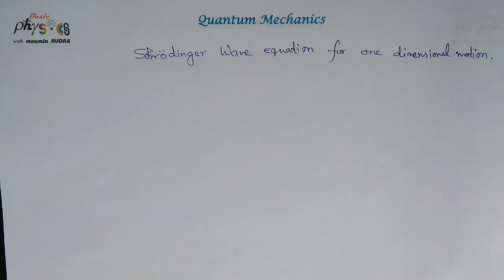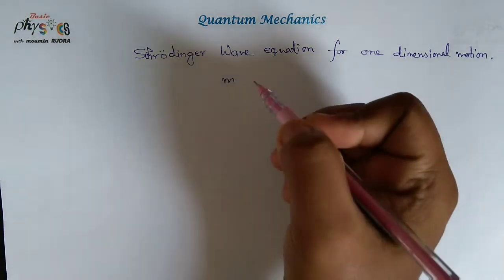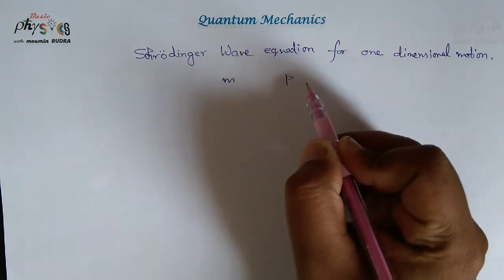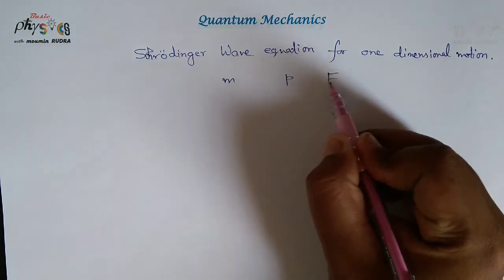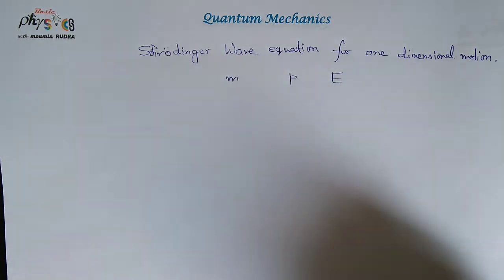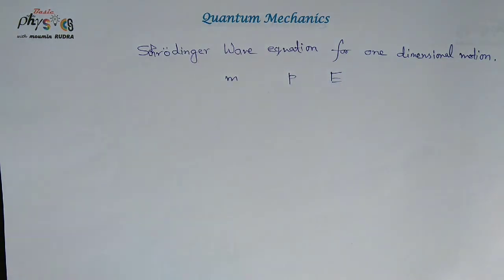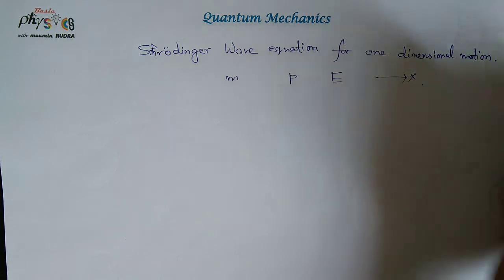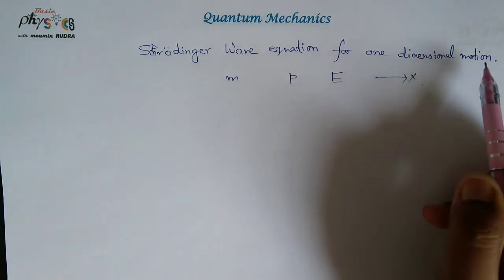Today our topic is the Schrödinger wave equation for one-dimensional motion. First, we consider a free particle of mass m, and it has momentum p and energy E. So mass m, momentum p and energy E, moving along the x direction. So that's why it is one-dimensional motion.